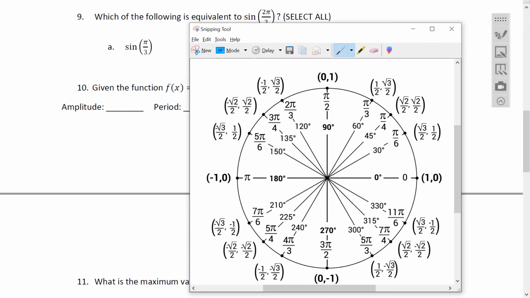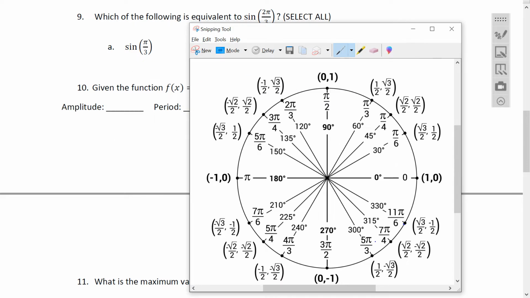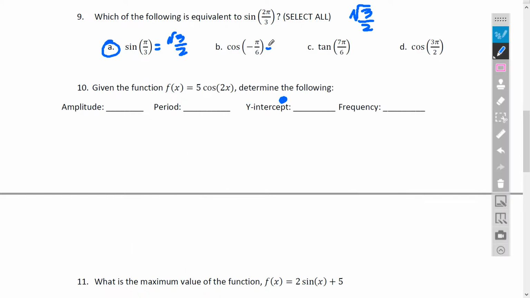B, cosine of negative pi over 6. Okay, so pi over 6 is a 30 degree angle. So negative pi over 6 is down here, a 330 degree angle. And which one are we looking at here? Cosine, so we're looking for the x-coordinate. So the x-coordinate of the 330 degree angle here is the square root of 3 over 2. So this one is also the same.